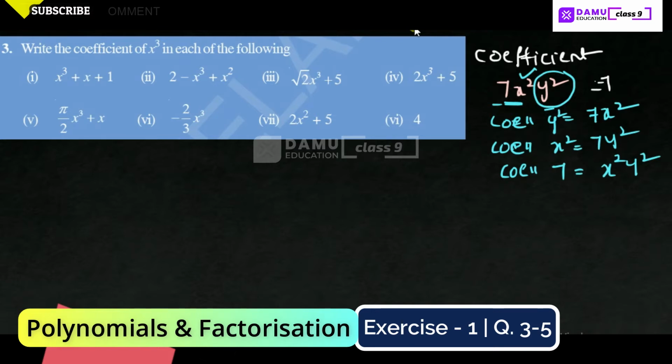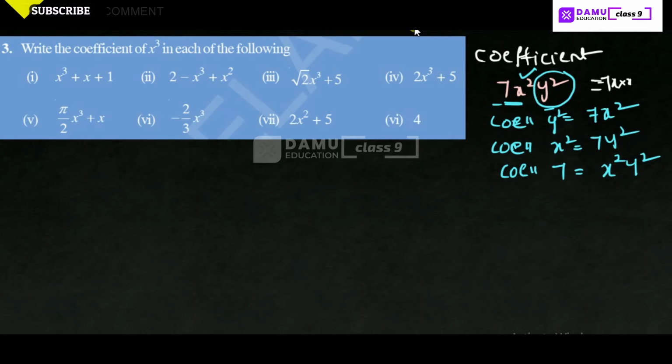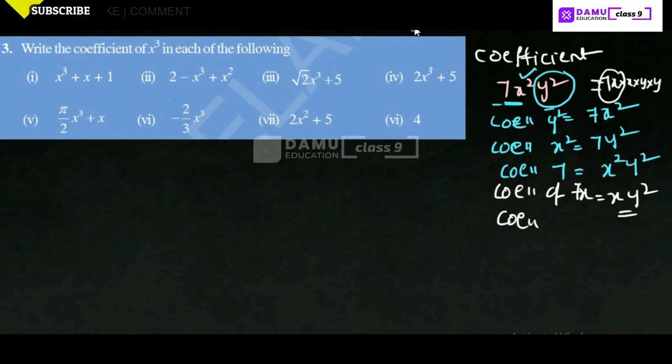You can write this in the format of 7x into x into y into y. Then the coefficient of x, let's take 7x here. We have to remove 7x from the expression, so the remaining expression is x y square. Then the coefficient of 7y is y x square. You can get it like this.